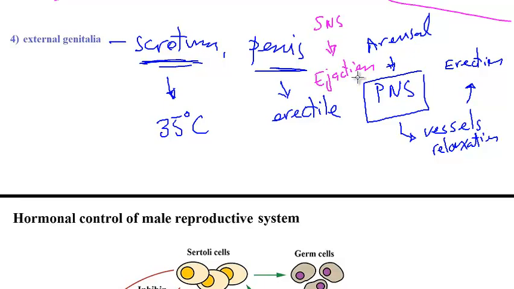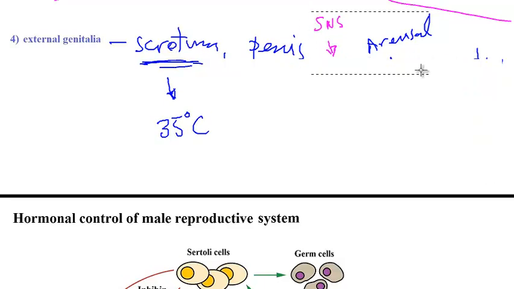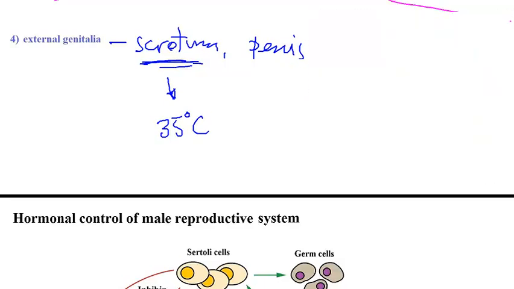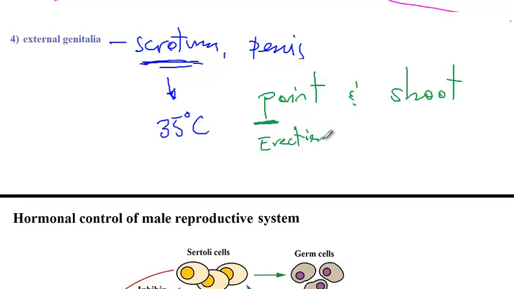And once you enter medical school, you will know that they have a memory aid to remember the role of the SNS and the role of the PNS. So this is what I've learned in medical school: point and shoot. The parasympathetic nervous system helps to point, or in other words, it helps with the erection. That's the job of the parasympathetic nervous system. And then the job of the sympathetic nervous system is to shoot, or in other words, to ejaculate. All right, I hope that memory aid helps.